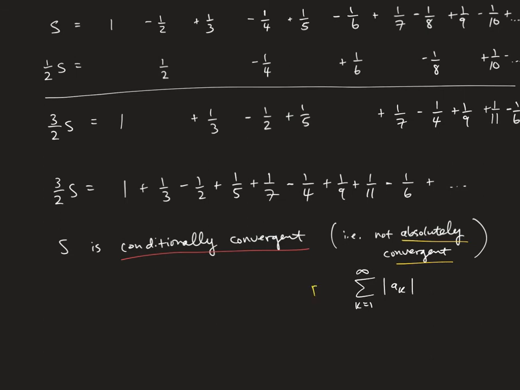So the definition is that a series is absolutely convergent if the sum of the absolute values converges. That exactly means that your original series is absolutely convergent.